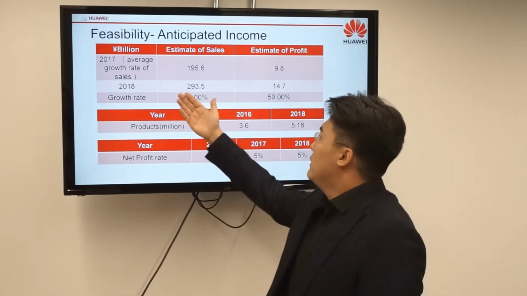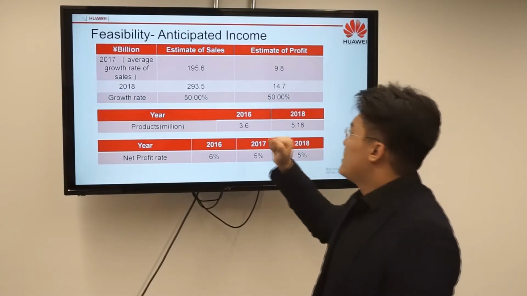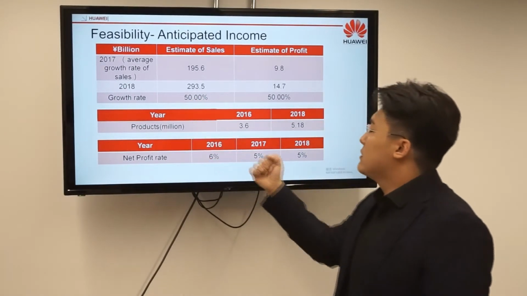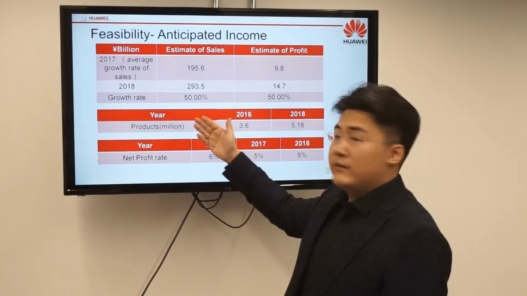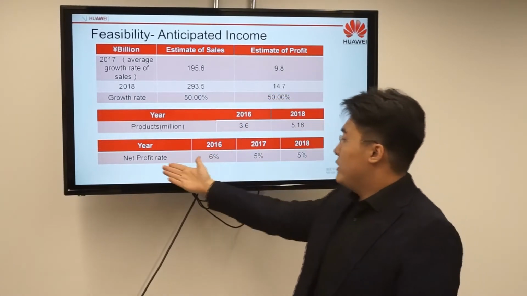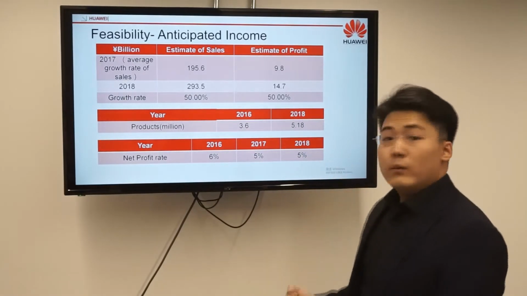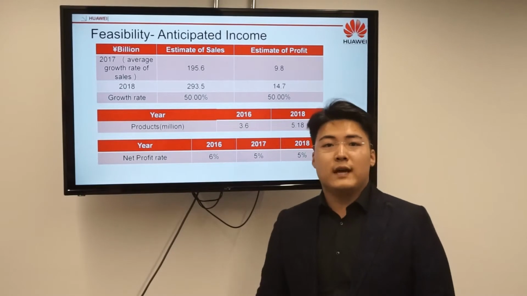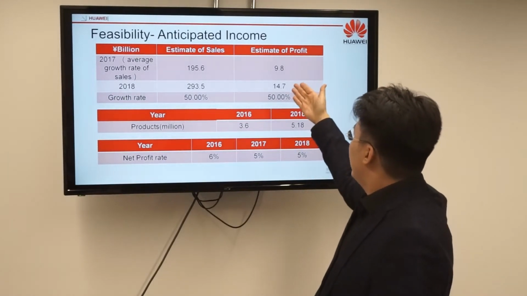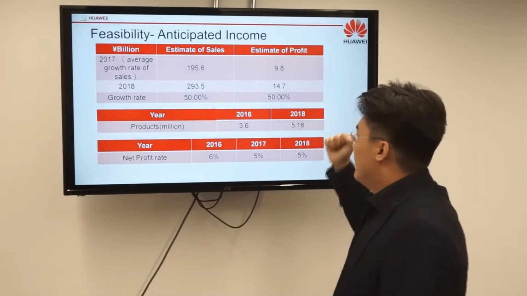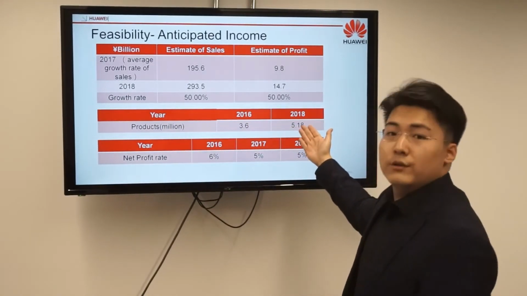Finally, I'd like to talk about flexibility. It also means anticipated income. Based on the average growth rate of sales, we can have a result of sales of 2017 is this number, and we reduced the net profit rate from 6% to 5%. We will use that money for our new products and our market share. Even if we reduce it, our net profit will have a great increase. Then our products will have a good increase too.